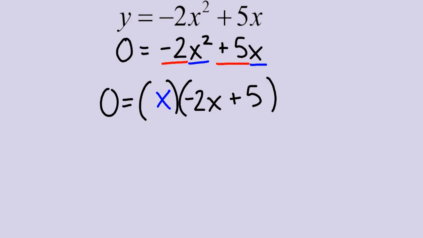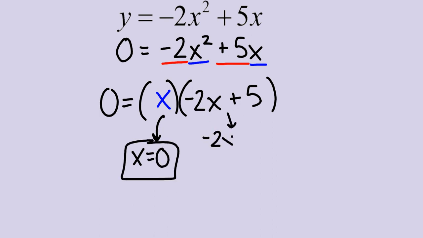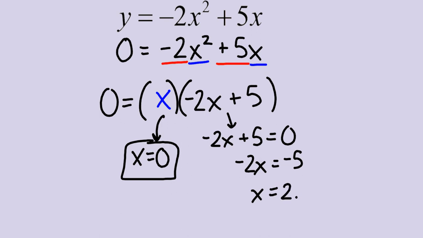Now once I have it factored, I can solve for the x-intercepts. When will this be 0? Obviously when x equals 0. When will this be 0? I need -2x plus 5 to equal 0. I subtract 5, and then I divide by -2, and that leaves me at 2.5. So there are my two x-intercepts.